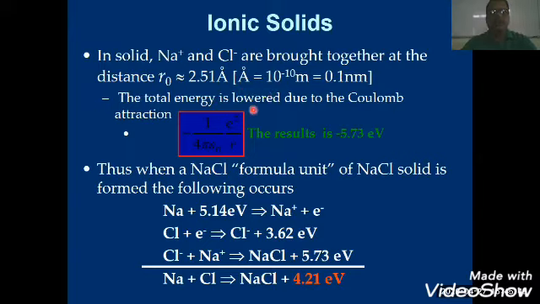And if we calculate the potential energy, it is seen that when sodium ion and chloride ion come together to a distance of 2.51 angstrom, the energy is lowered by 5.73 electron volt. And this energy is a measure of the lattice enthalpy of the ionic crystal. So for a pair of sodium ion and chloride ion to form one formula unit of sodium chloride, these are the energy changes.